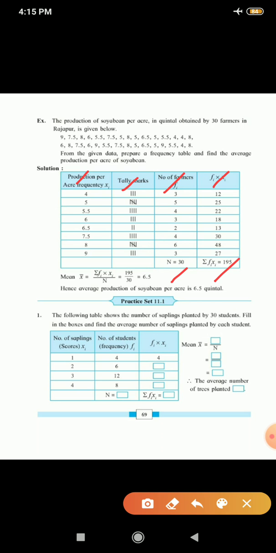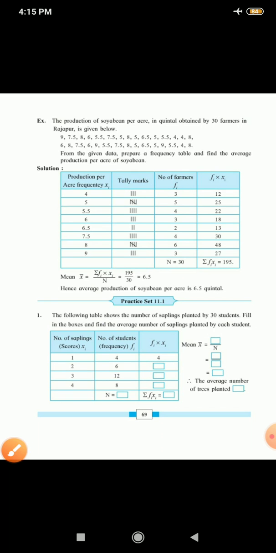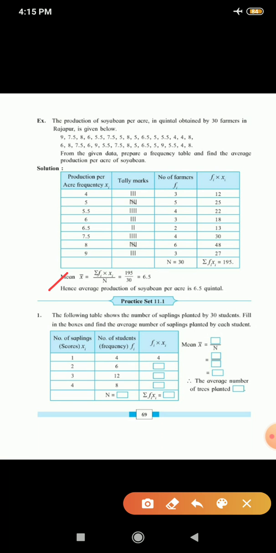So mean, that is x bar, is equal to summation Fi into xi upon n, that is equal to 195 upon 30, that is equal to 6.5. Hence the average production of soya bean per acre is 6.5 quintal. Okay, I hope you have followed this.